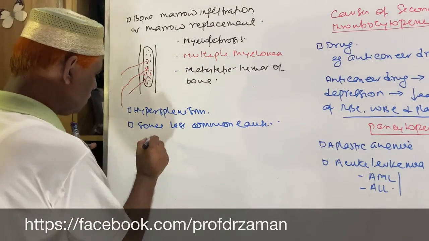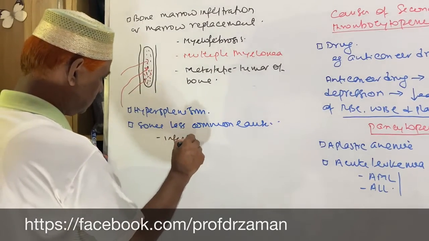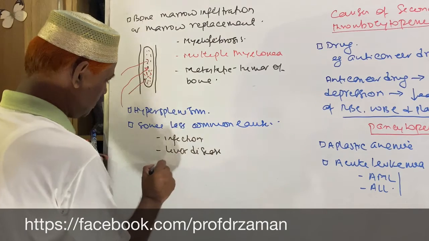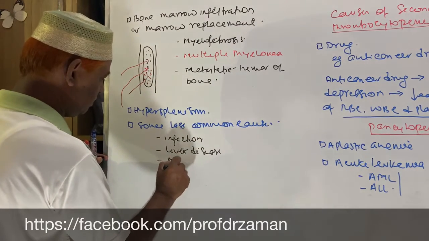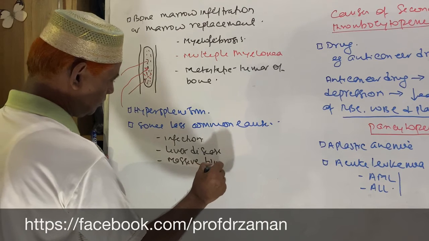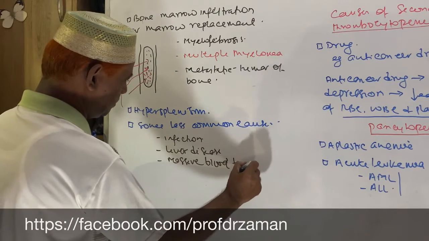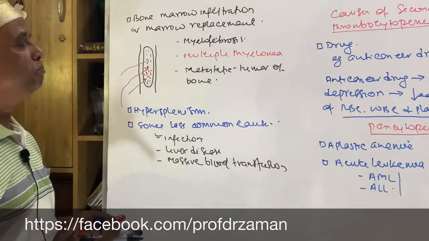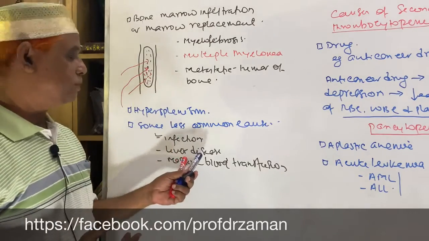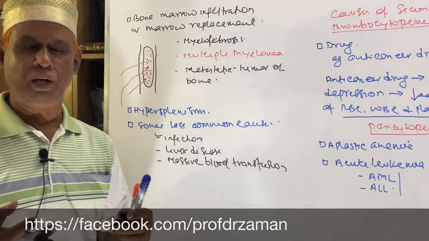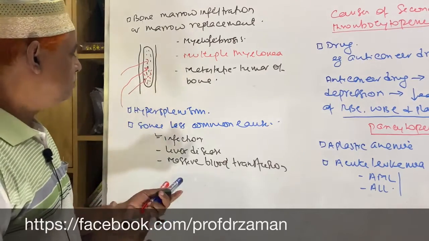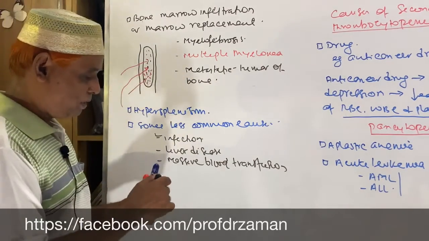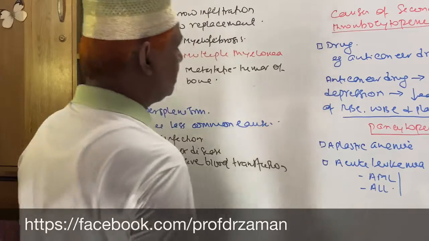What are those? One is infection, one is liver disease, another is massive blood transfusion. So if anybody suffers from infection, there is chance of thrombocytopenia. If anybody suffers from liver disease like hepatitis caused by hepatitis C virus, he or she may develop pancytopenia or may develop thrombocytopenia, and massive blood transfusion. So these are the causes of secondary thrombocytopenia.